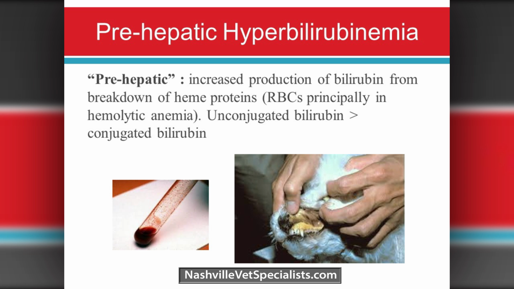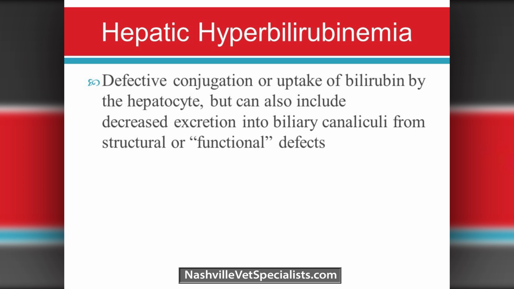That makes it so difficult because sometimes, I'm sure we've all been there, your bilirubin's super high, but it doesn't match the level of anemia that you have, and that's because there probably is primary cholestasis. Then you have the hepatic hyperbilirubinemia.